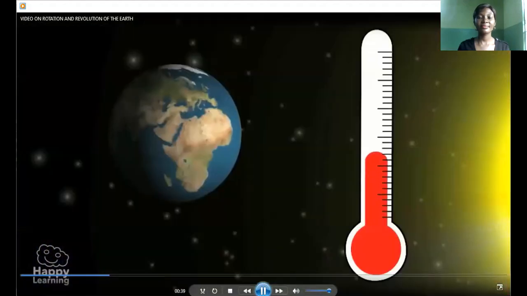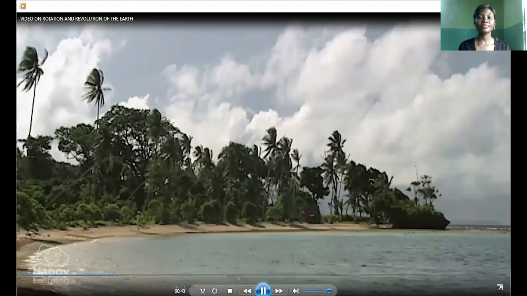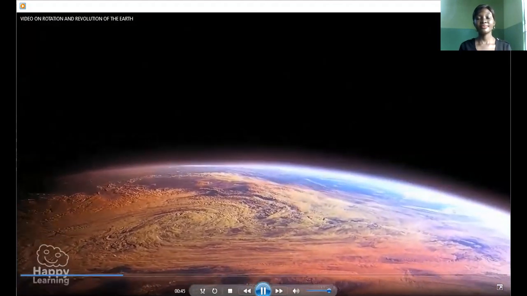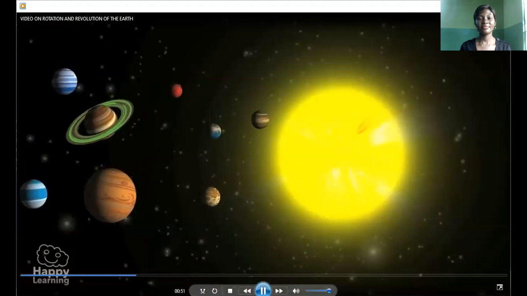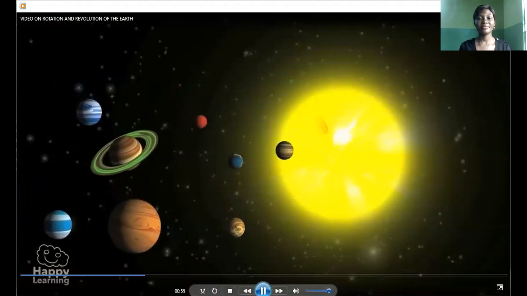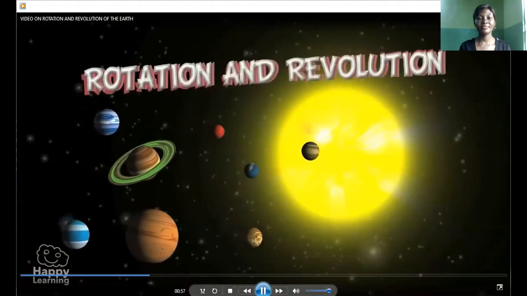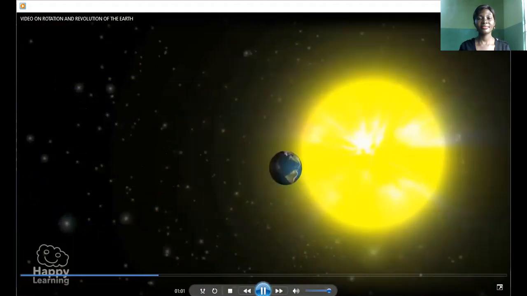Its average temperature is 15 degrees Celsius, and because our planet also has water and an atmosphere, it is the perfect place for life. Like other planets of the solar system, the Earth moves in two different ways. One is called rotation, and the other is called revolution.